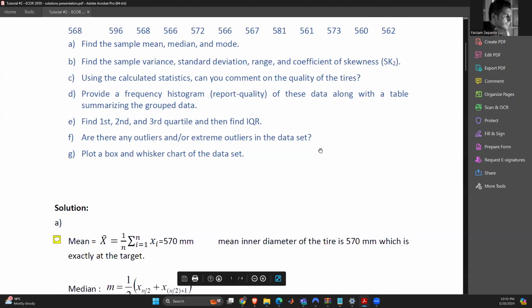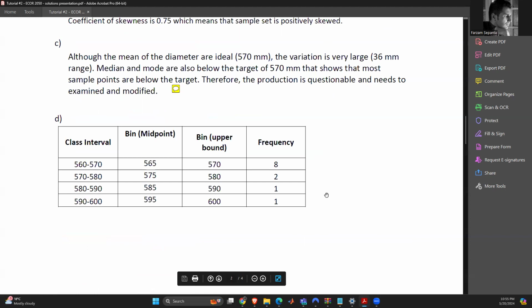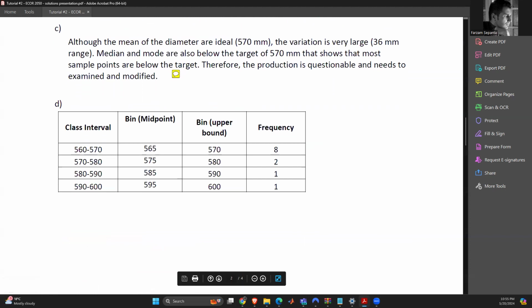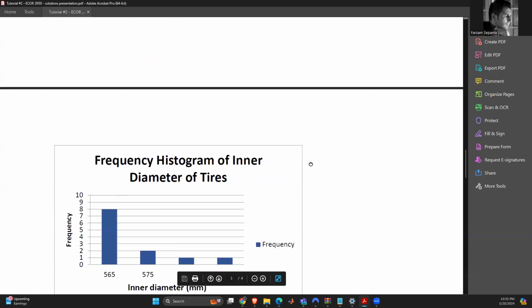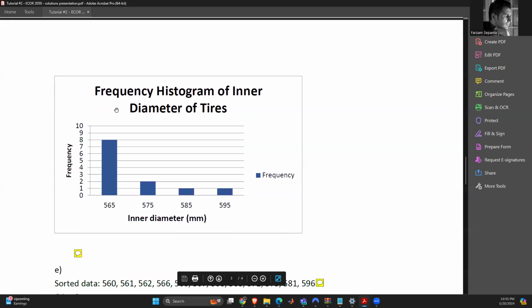The next part asks you to provide a frequency histogram, report quality of these data along with a table summarizing the group data. Again, this is a very easy part technically. All you need to do is get the intervals right, the midpoint, the upper bound, and frequency of data. From there, you can easily set up a nice histogram. In the first tutorial, we covered exactly what you need to get in this data set, right? And that's super easy.